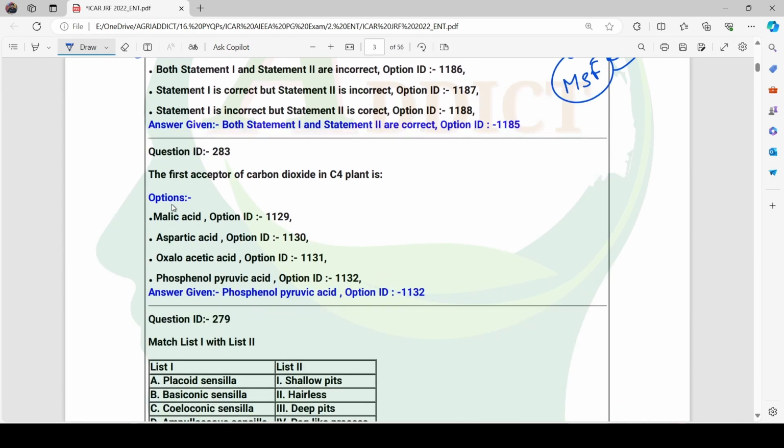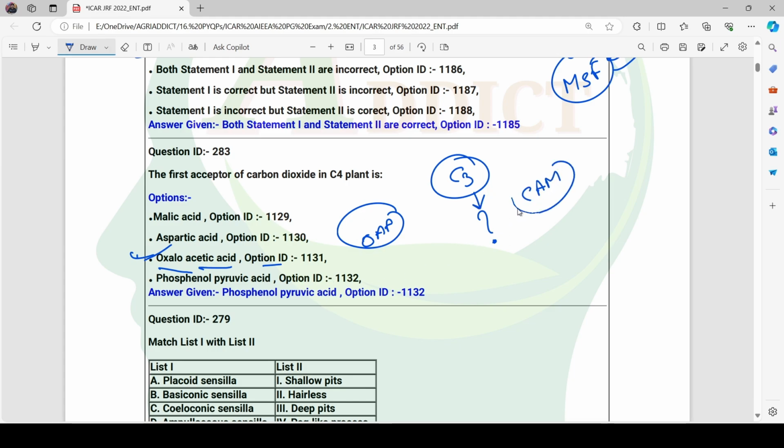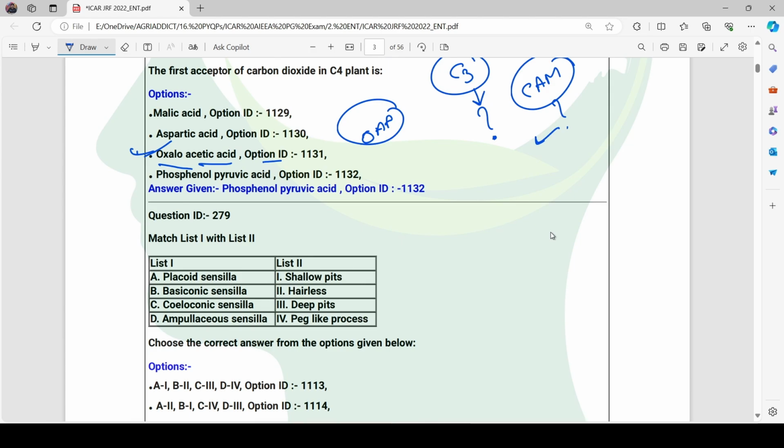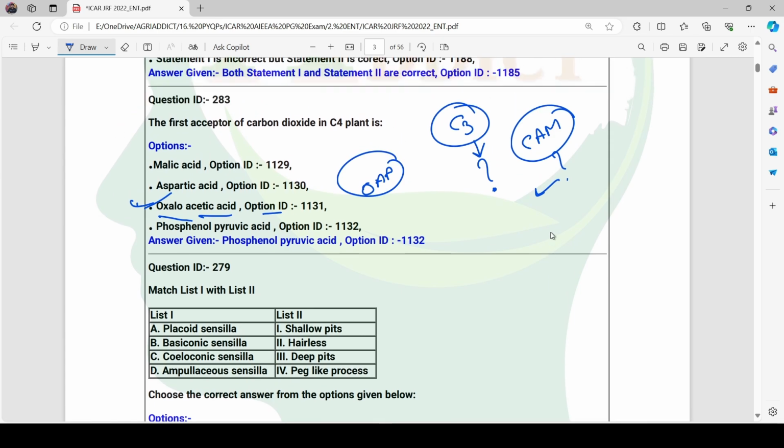First acceptor of carbon dioxide in C4 plants. Easy question, the answer is oxaloacetic acid, that is OAA. So my question to you all: the first acceptor of carbon dioxide in C3 plants is dash. Also a very easy question. I hope everyone could answer this question. And also for CAM plants. If anybody knows the answer, just comment it in the comment box, and the correct answer will be given a heart.